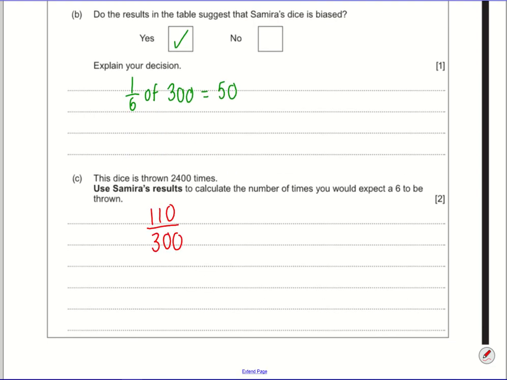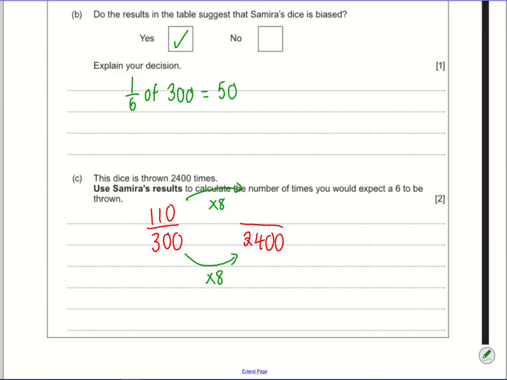And the question is asking us if she did it 2,400 times. Now, in this question, 2,400 is not just some random number the examiner has come up with. Our denominator at the minute is 300. The denominator they want us to work with is 2,400. These numbers are linked, they are connected, and the connection is timesing by 8. And if you times by 8 on the bottom, you need to times by 8 on the top, which gives you 880.